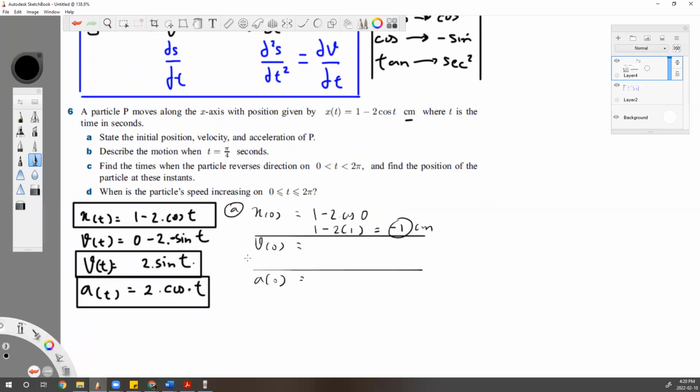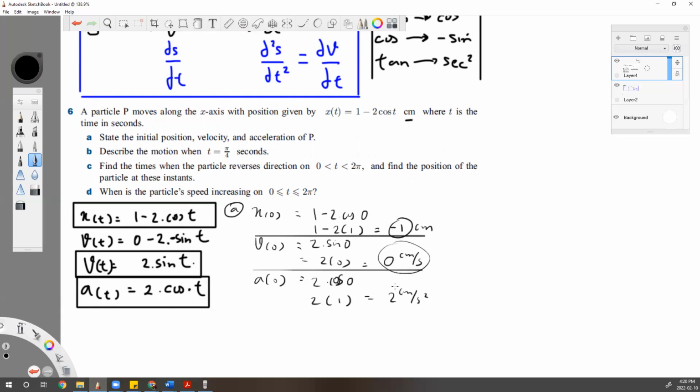And v of 0 equals 2 times sine 0. Sine 0 is 0, so 2 times 0, so it is at rest, 0 cm over second. Starts at no speed at all. And then a of 0 equals 2 times cos 0, right? So 2 times 1, because cos 0 is 1, so 2 cm over second squared.